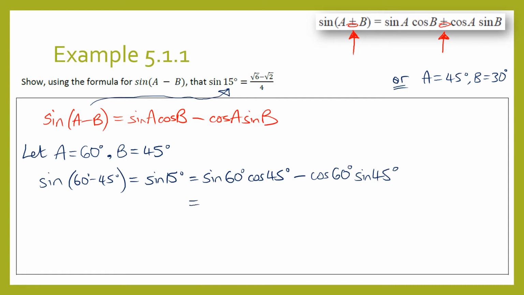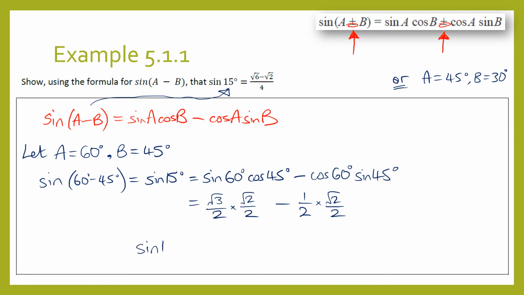Now we know sine of 60 degrees is root 3 over 2. We know cos of 45 degrees is root 2 over 2. Cos of 60 degrees is a half, and sine of 45 degrees is root 2 over 2. Those are results you really should just know from memory. Of course, you can check them on your calculator. Make sure your calculator is in degrees mode, not radians mode.